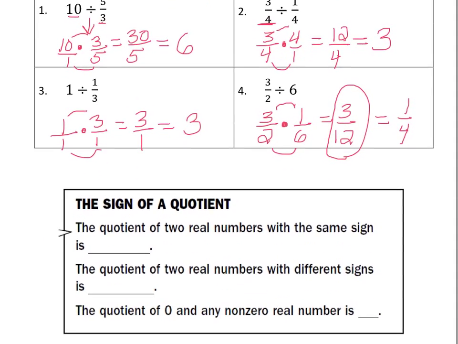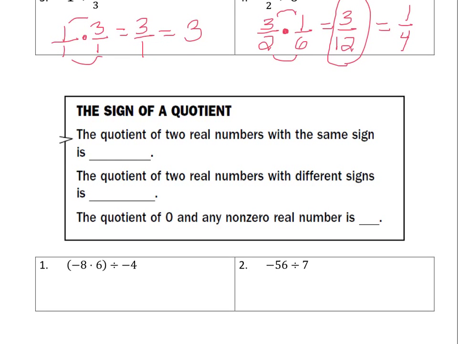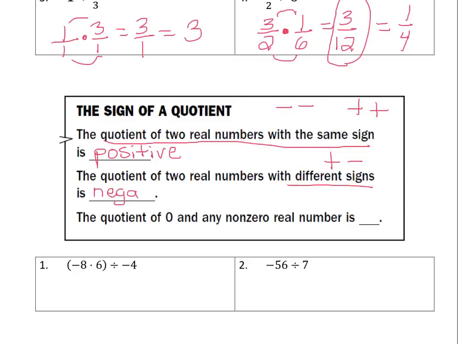Okay, let's now look at what the signs of a quotient are if we're dealing with positive and negative numbers. The quotient of two real numbers with the same sign, that means both negatives or both positives, is just like multiplication: the quotient will be positive. Now, what happens if we have two real numbers with different signs, positive and negative? The result, just like multiplication, will be negative.